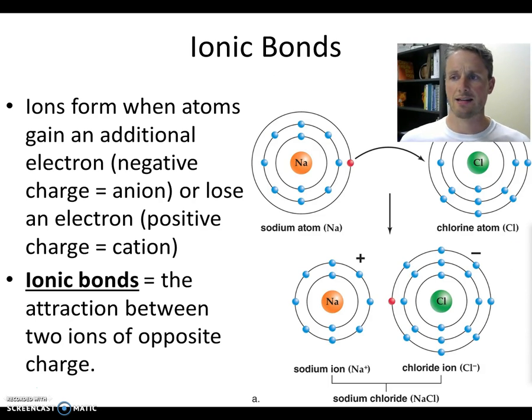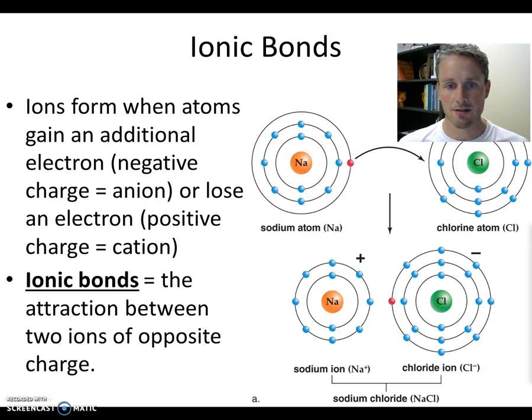So we can use that information about the amount of electrons to begin to understand how atoms will form chemical bonds with one another. So the first kind of bond we want to address is an ionic bond. Okay, so ions, we've talked about previously, they form when atoms gain an additional electron. That will give that atom a negative charge because electrons have a negative charge. Or if they get rid of an electron, they lose an electron.